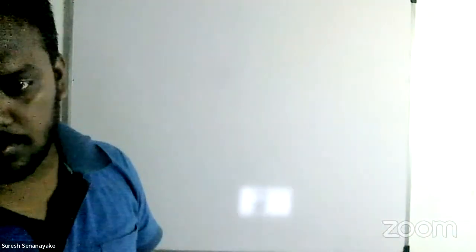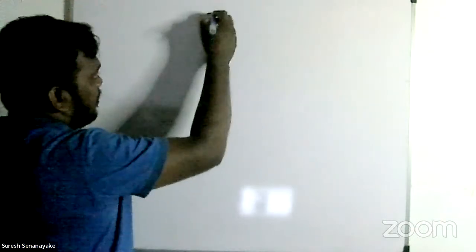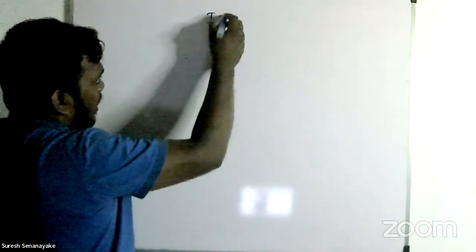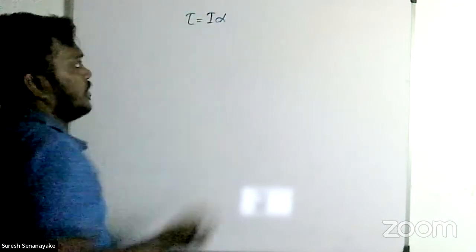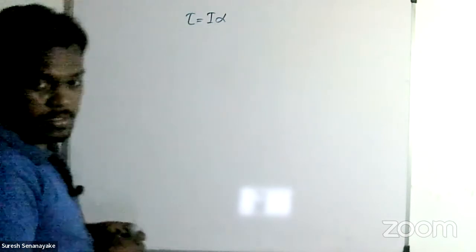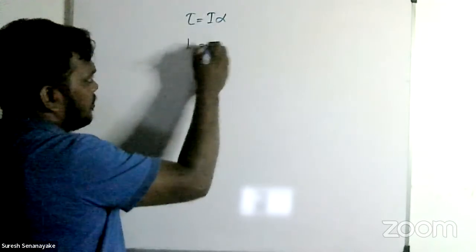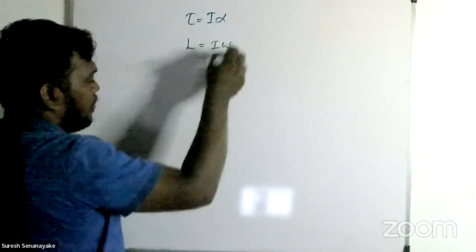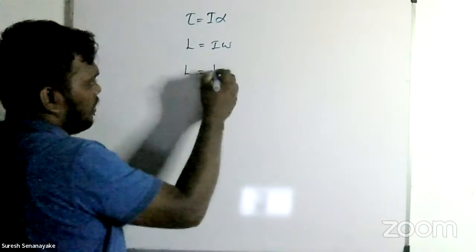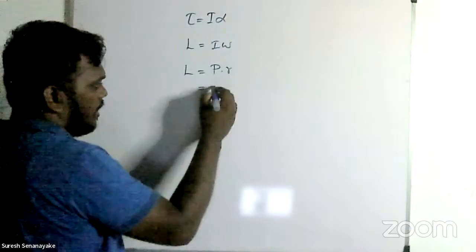Up to now we already know these relations, right? I alpha equals tau. It's the rotational form of Newton's second law. We already know this, right? Then I discussed that the angular momentum equals I omega, and it is the moment of the linear momentum, that's P into R, where P is the linear momentum of the body. You can write it as m v r.